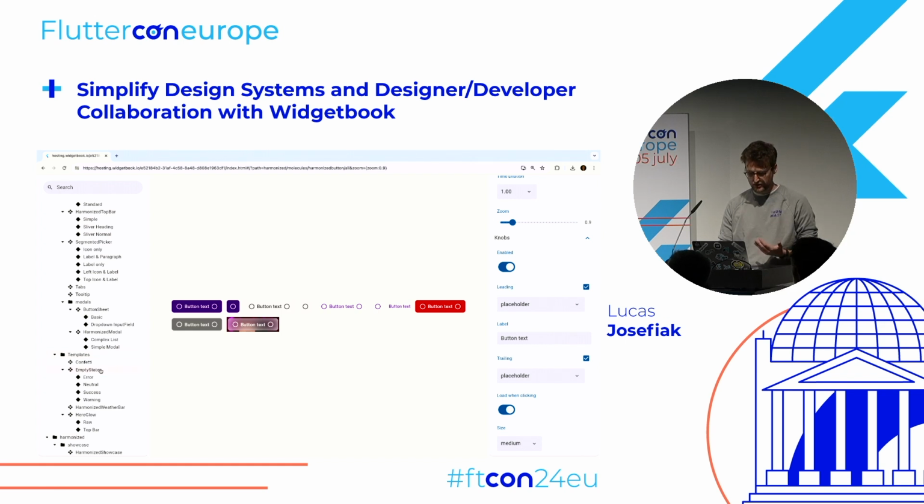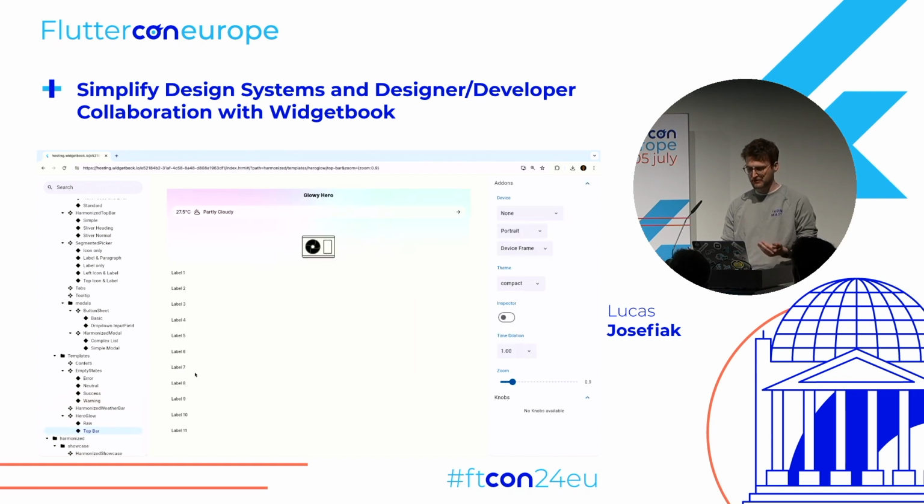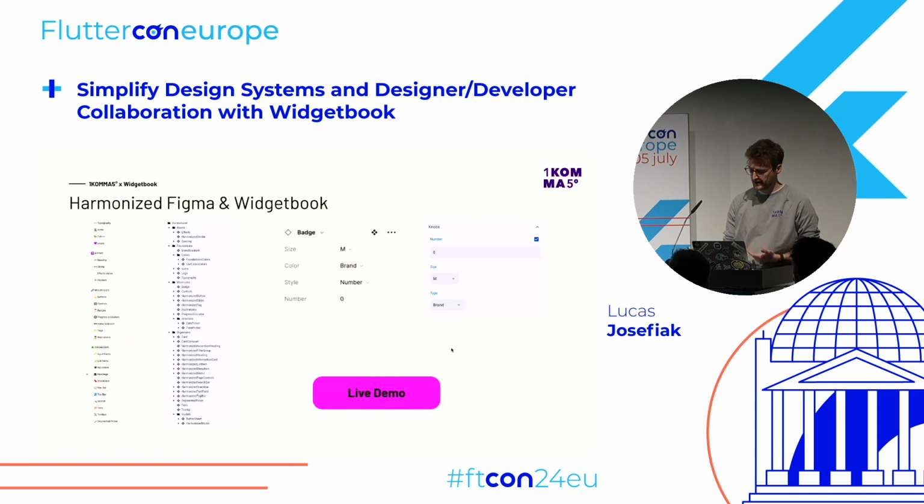If we go into more complex stuff, for example, we have, what could we do? Like when we want to show how our top bar here is fading in this sort of blur, developers can then look at the implementation of this Widgetbook use case to really make sure that they are building it as desired. So that's harmonizing our design system.